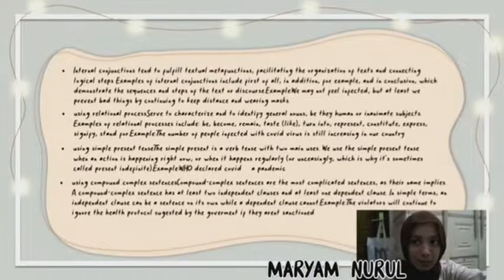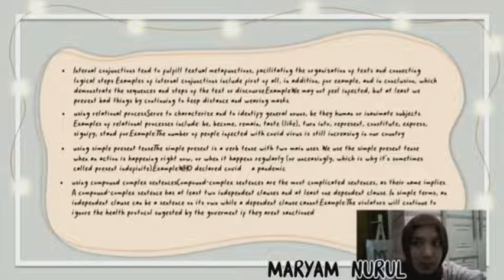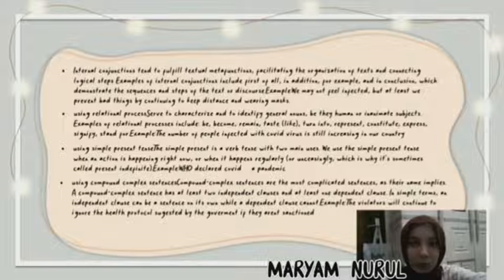masks. Using relational process serves to characterize and to identify general nouns, be they human or inanimate subjects. Examples of relational processes include be, become, remain, taste or like, turn into, represent, constitute, express, signify, and stand. For example, the number of people infected with the COVID virus is still increasing in our country.